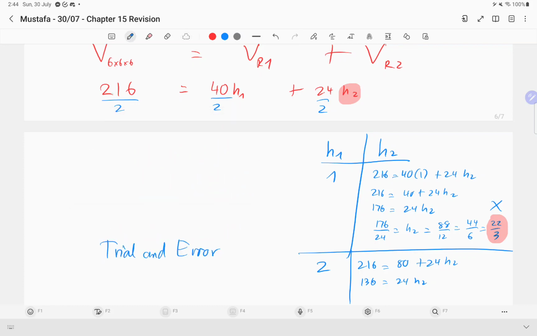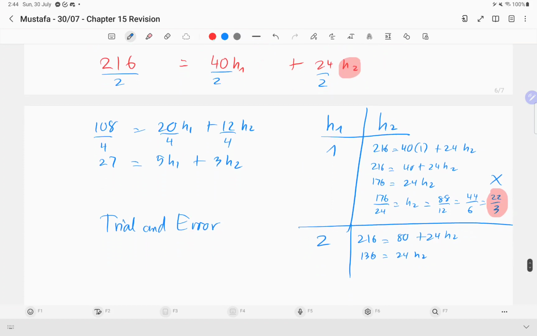So the equivalent, 216 divided by 2 is 108. And then that would be 20, right, plus 12 H2. Can we simplify further? You can go by 4 again. Very good. Divide by 4, and you'll get 27, and then 5 and 3. Now guessing H1 and H2 is a lot easier, right?